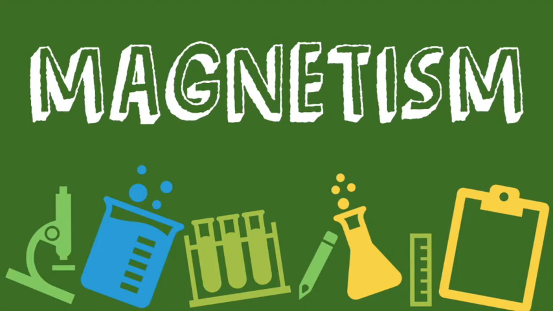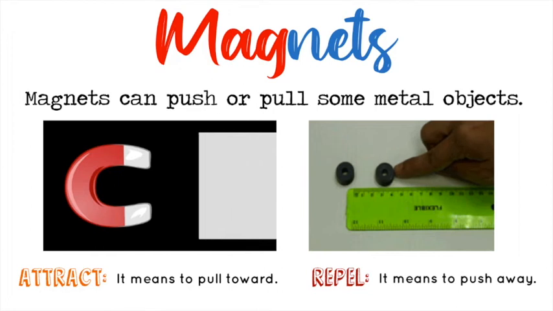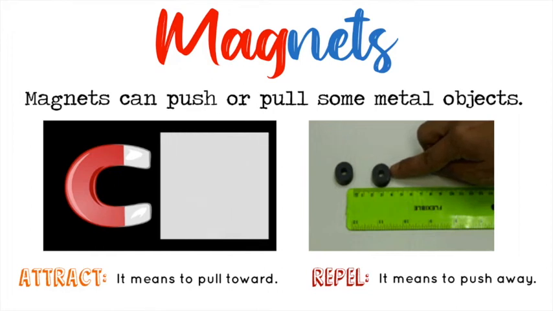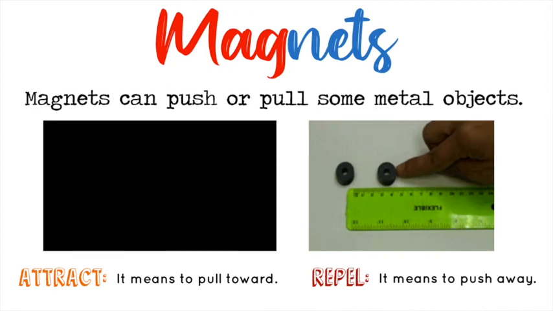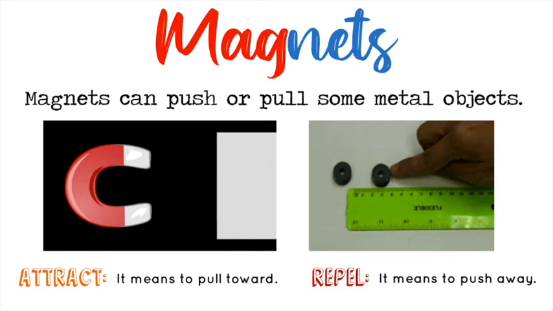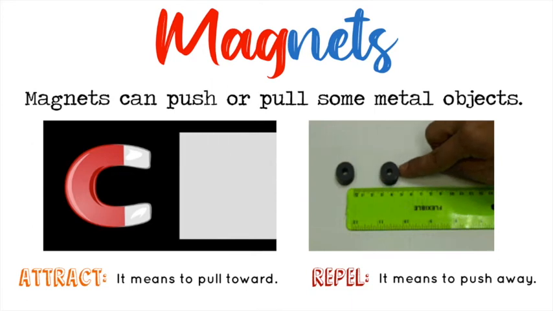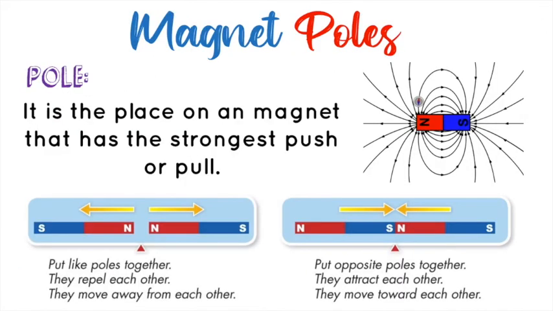Magnetism. When we talk about magnetism, we talk about non-contact forces, which means that magnetism doesn't need to touch something to make it move. So magnets can push or pull some metal objects. They can attract them, which means to pull toward, or they can repel them, which means to push away.